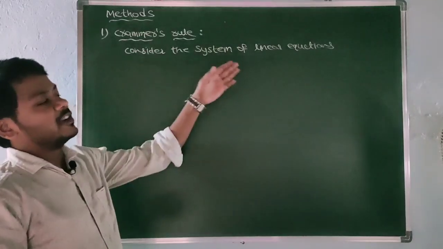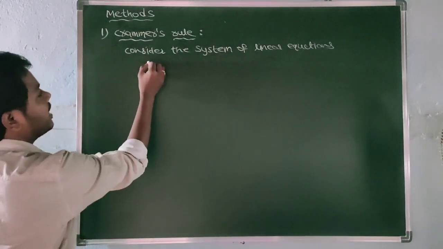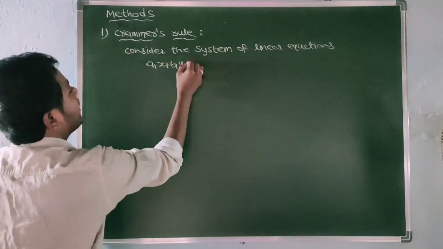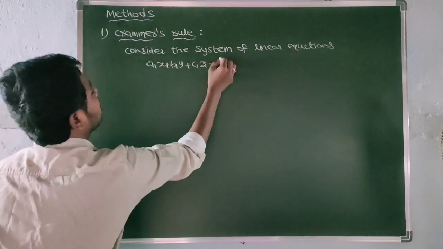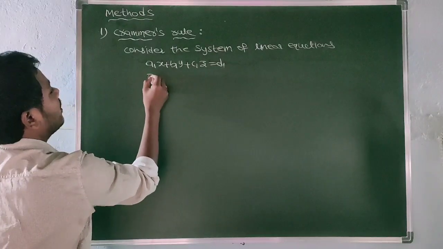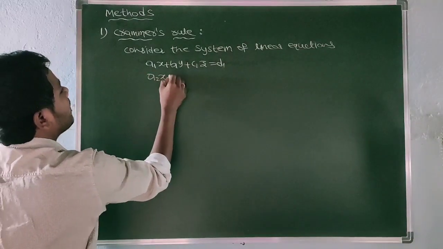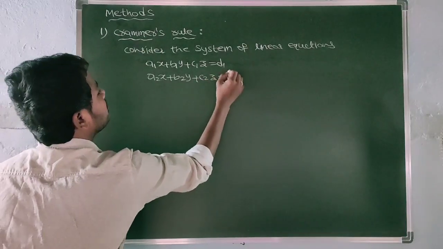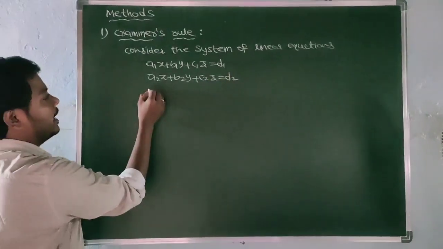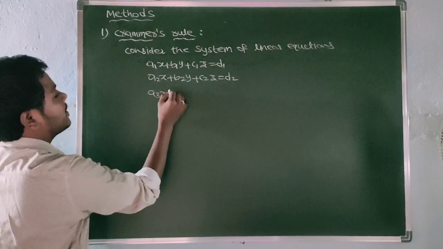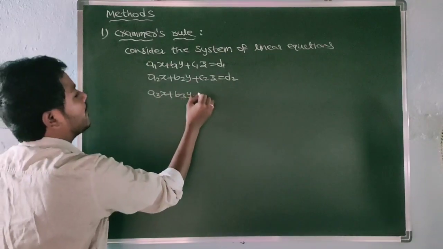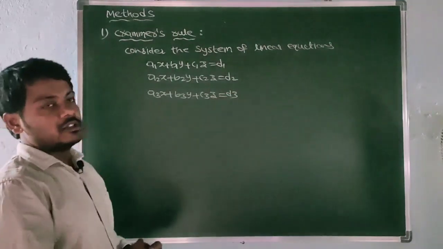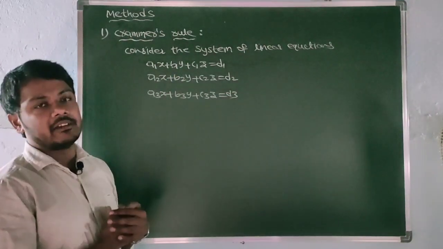Consider the system of linear equations. That are a1x plus b1y plus c1z is equal to d1, and a2x plus b2y plus c2z is equal to d2, and a3x plus b3y plus c3z is equal to d3. So these are three system of linear equations.